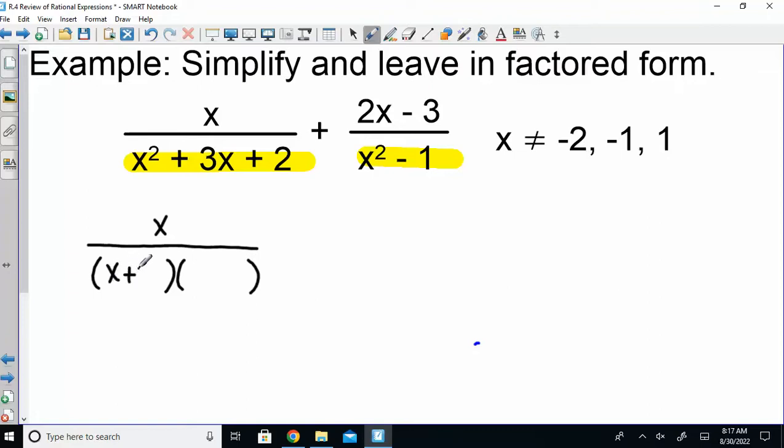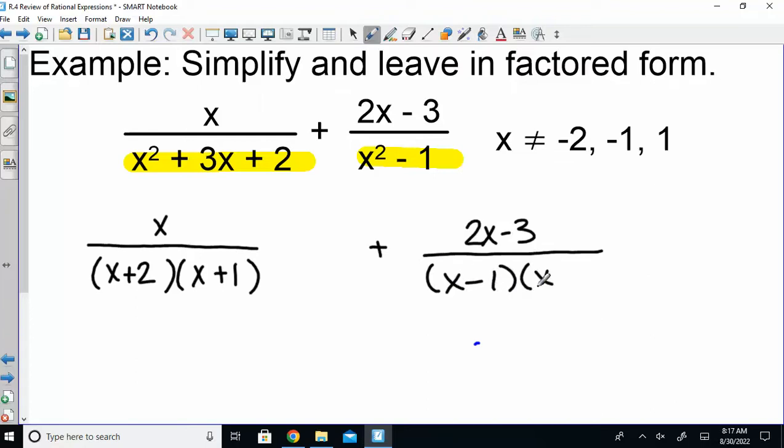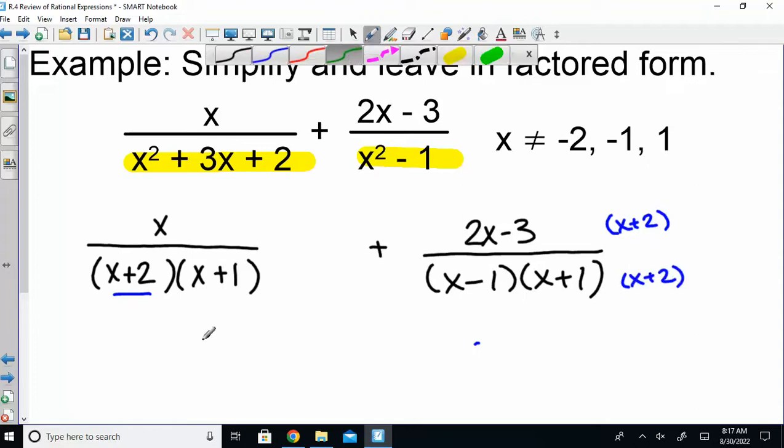So multiply to 2 and add to 3. X squared minus 1 would factor as well. Now we have to make our common denominator. So the first thing I see in the denominator is x plus 2. Does the second one have it? Nope, so it needs it. Alright, the next thing I have in the first one is x plus 1. Does the second one need it? No, it already has it.